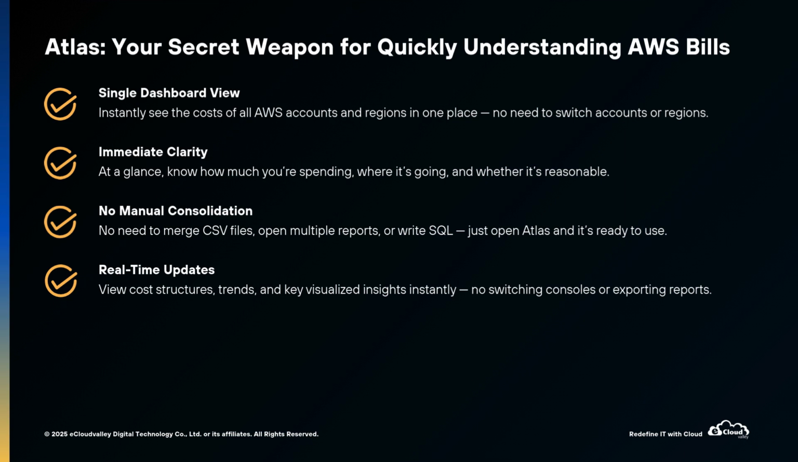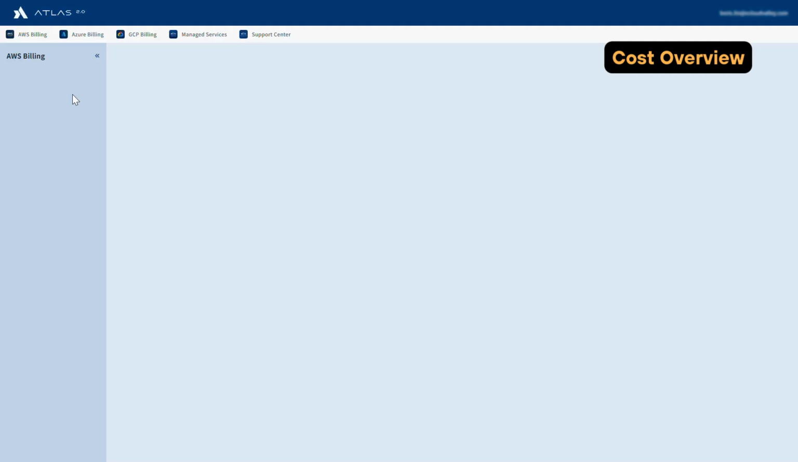You don't need to integrate data, run reports, or write SQL queries. Just open Atlas, and you can view the cost status of all your AWS accounts on a single page. Next, we'll demo Atlas's cost overview page, from overall spending structure and trend changes to a walkthrough of key charts. And because all charts update in real time, there's no need to switch consoles or export reports. By looking at this one page, in just about 3 minutes, you'll know exactly where the money went. Let's begin this quick feature walkthrough.